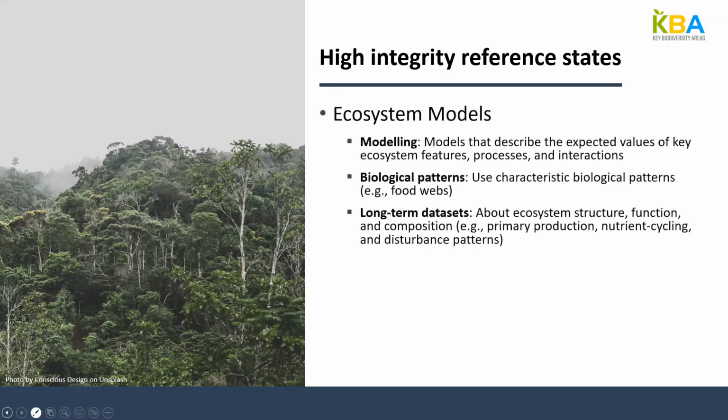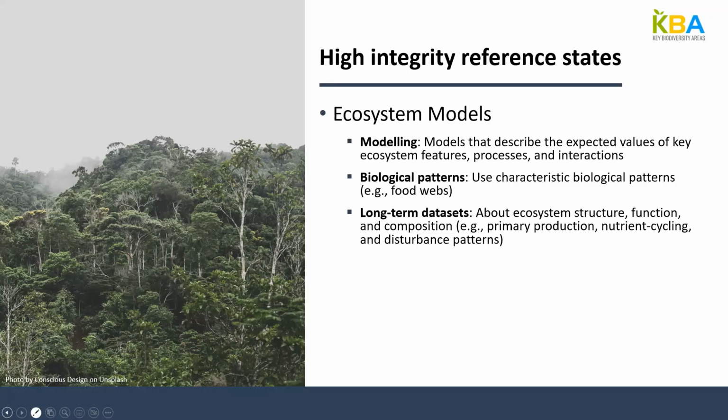You can also create ecosystem models to highlight the expected range of values of indicators of the ecosystem or ecoregion. And you can do this by creating models of ecosystem features and processes, or use characteristic biological patterns, and or use long-term data sets about the indicators of composition, structure, and function of the ecoregion.